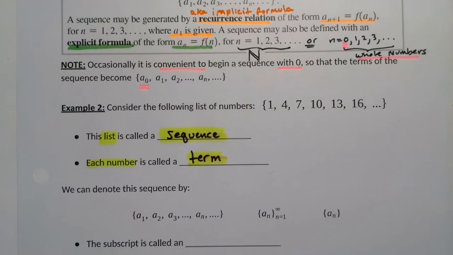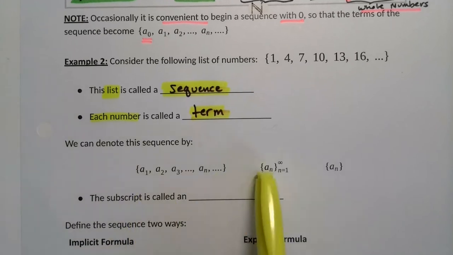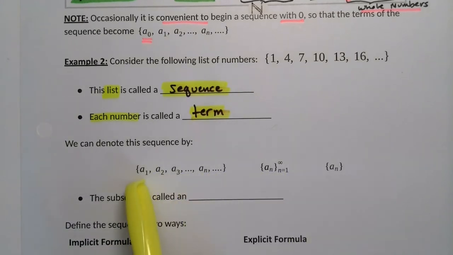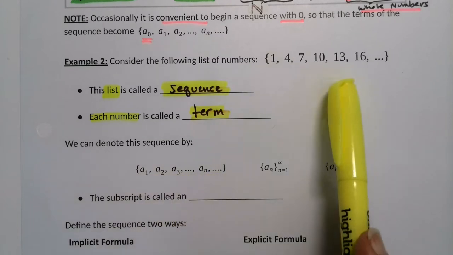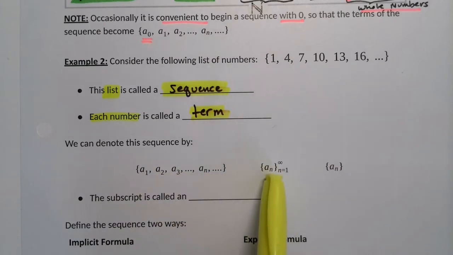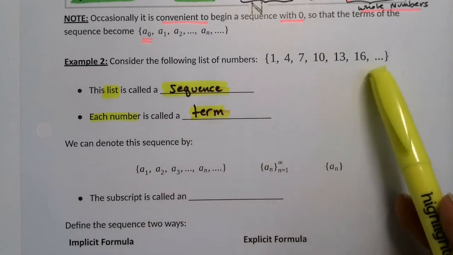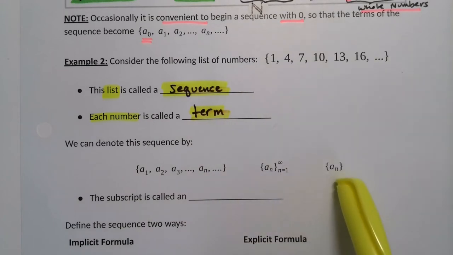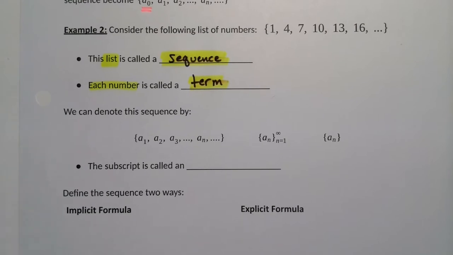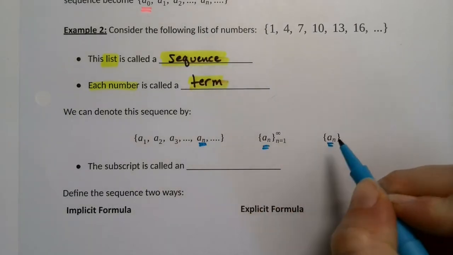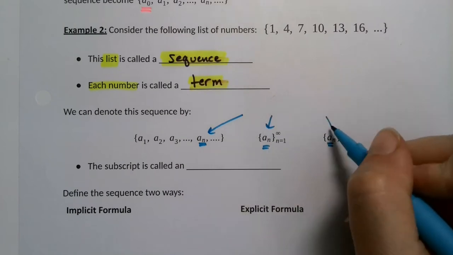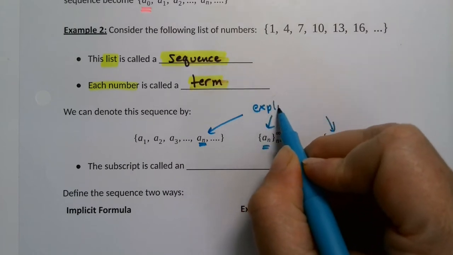All right, so we can denote this sequence in three different ways. We can write it out as a list, a sub 1, a sub 2, which is kind of what we're doing right here. A sub n from n equals 1 to infinity, because it keeps going, so it's going to infinity. Or just a sub n. Those are the three ways that we denote it. And if you see that a sub n in there, that a sub n is usually an explicit formula, but it doesn't have to be. If you're going to write it that way, you should write it as an explicit formula.